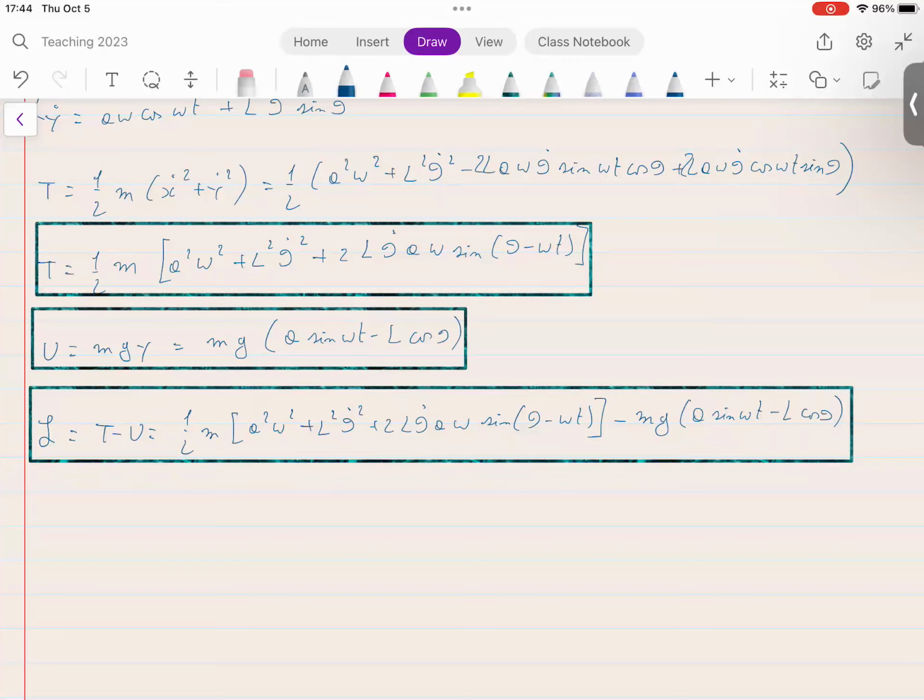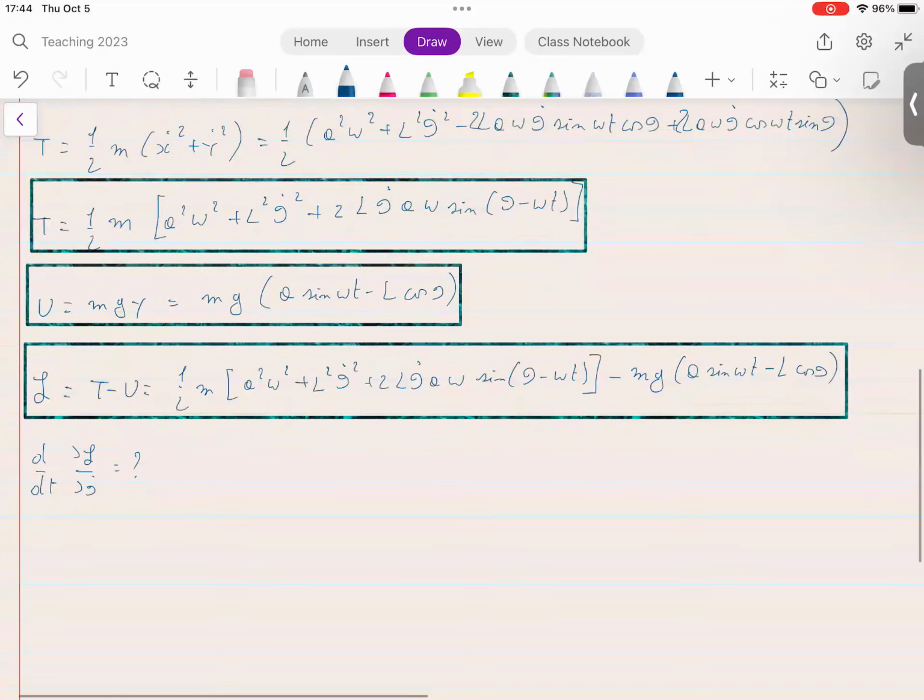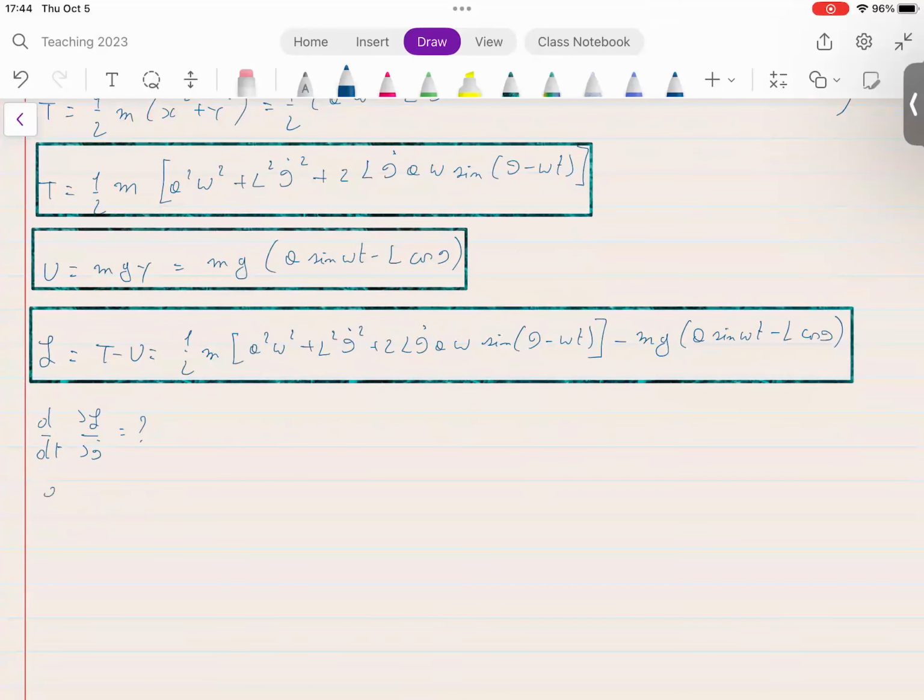And now we can write the equations of motion. I'm going to need the derivative of the Lagrangian with respect to theta dot, and then I'm going to take the derivative with respect to time. Let's do this derivative first.